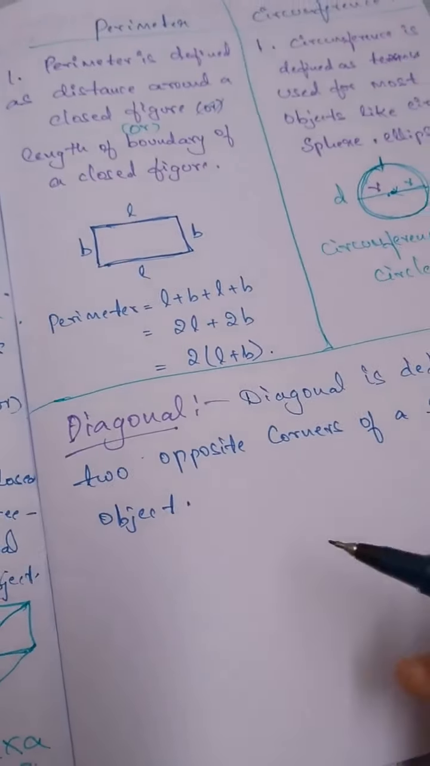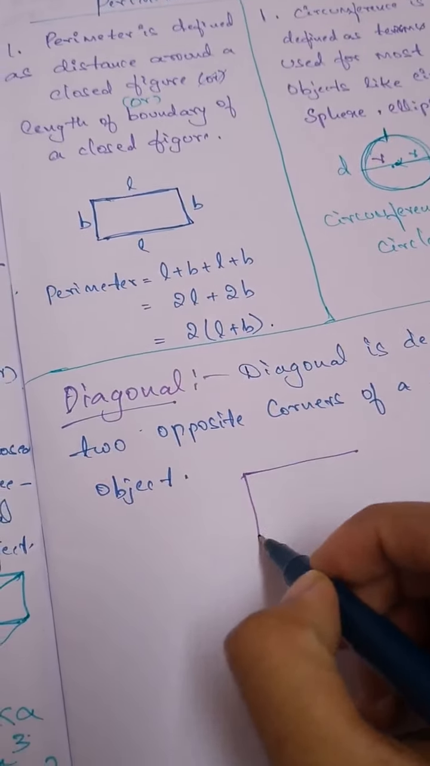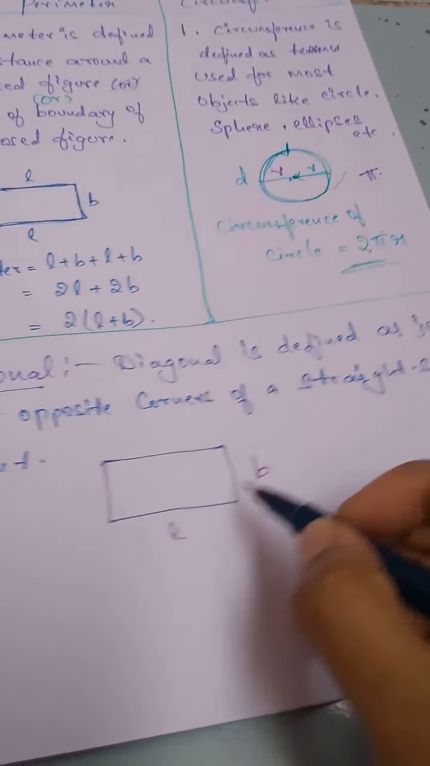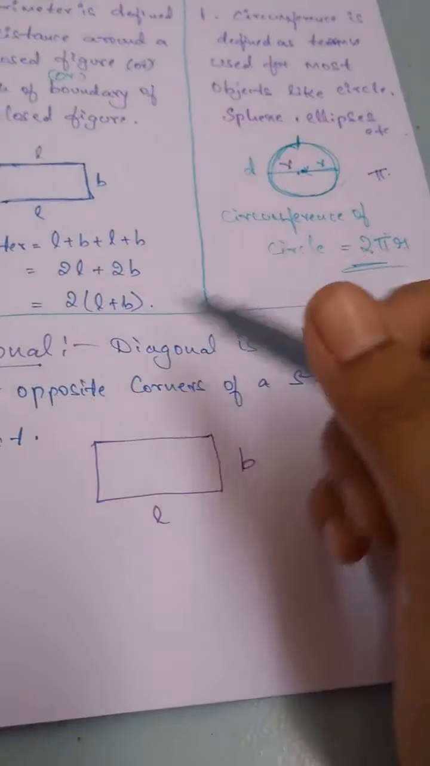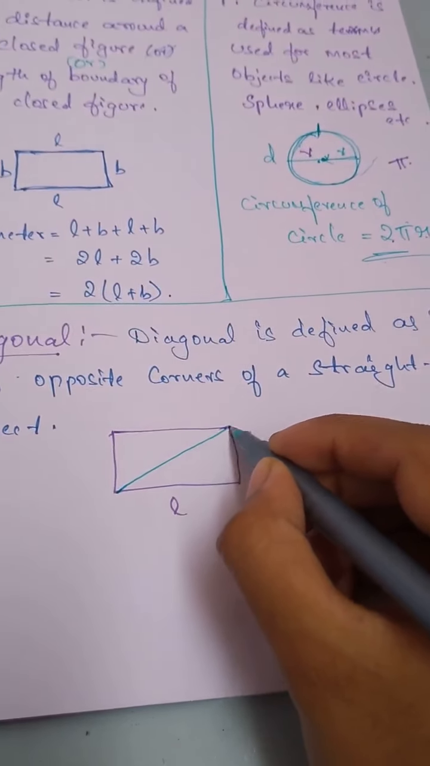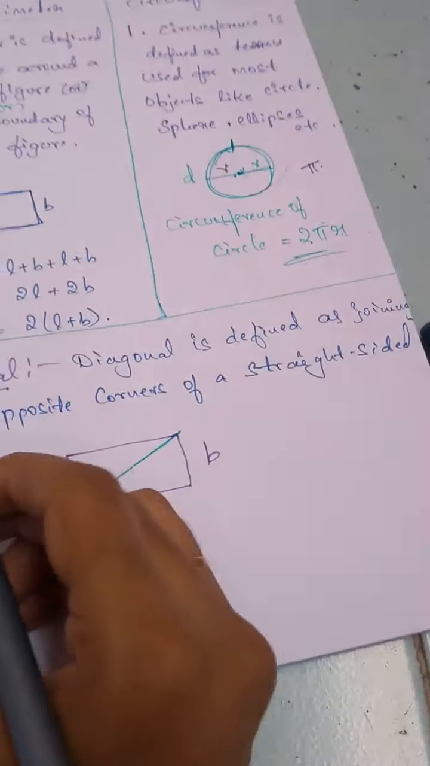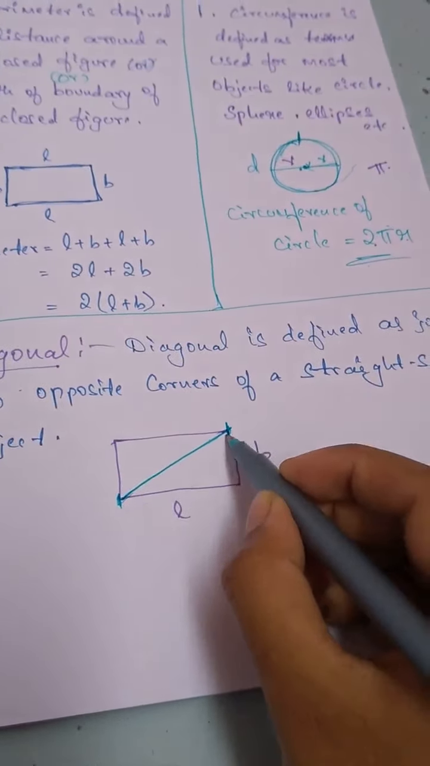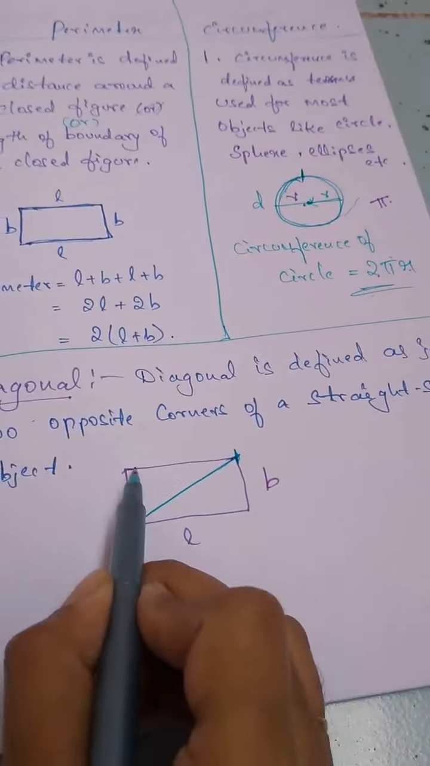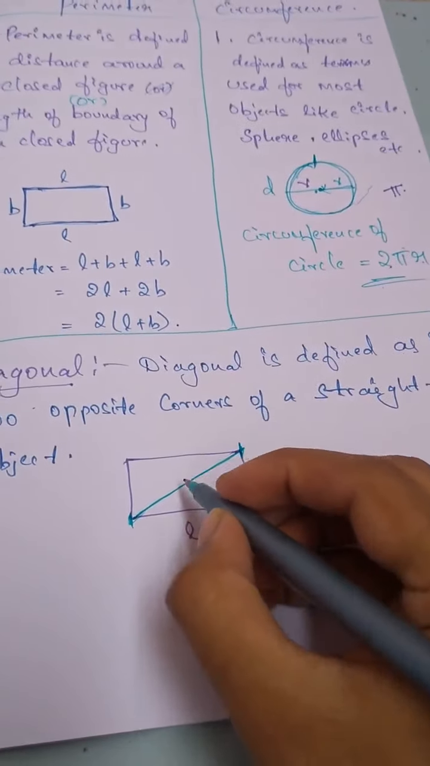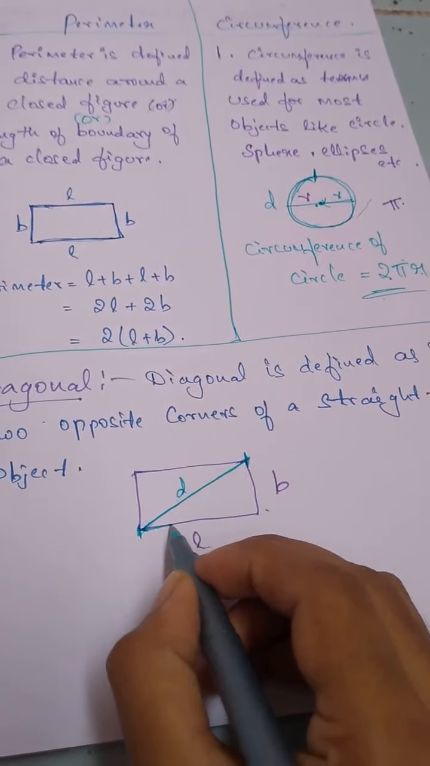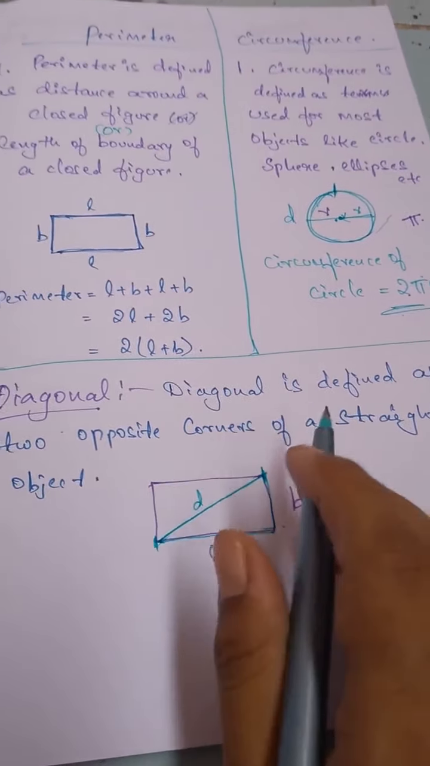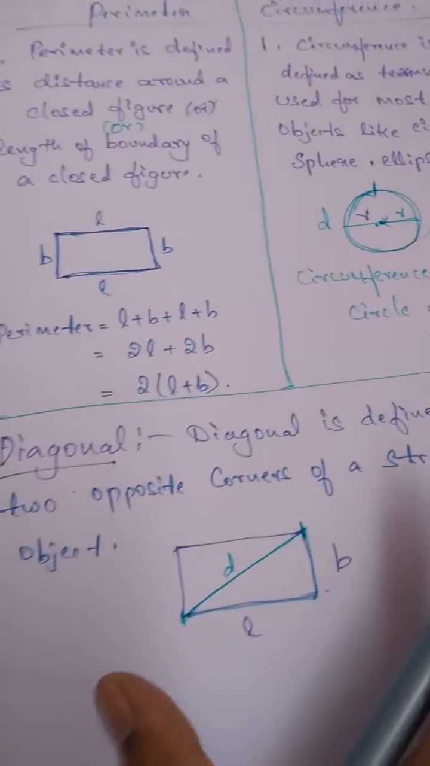Means, suppose it is a square again having the length and the breadth. So diagonal means this is the diagonal, joining of two opposite corners. This is the corner, this is the corner. And this is also another diagonal. This is a D.